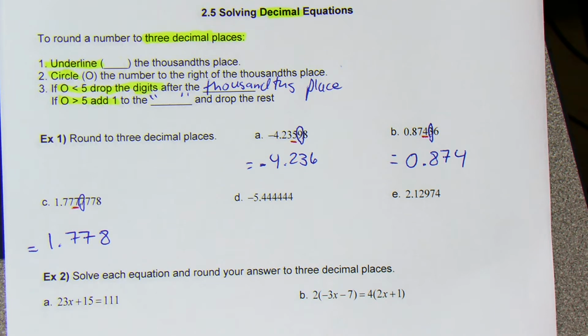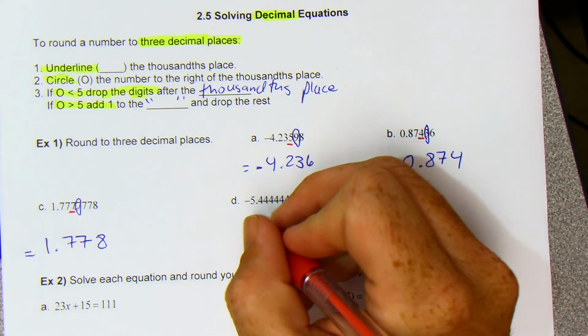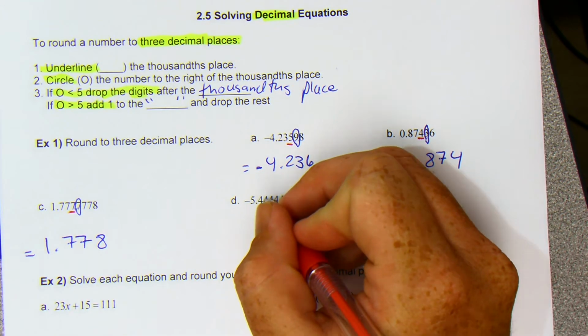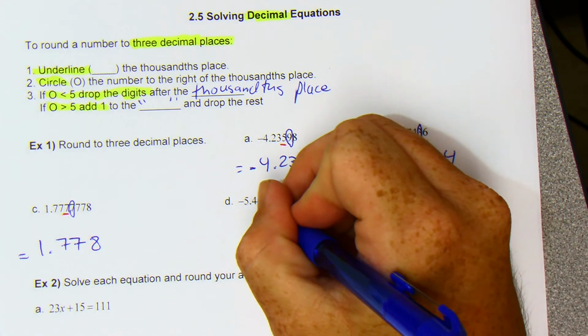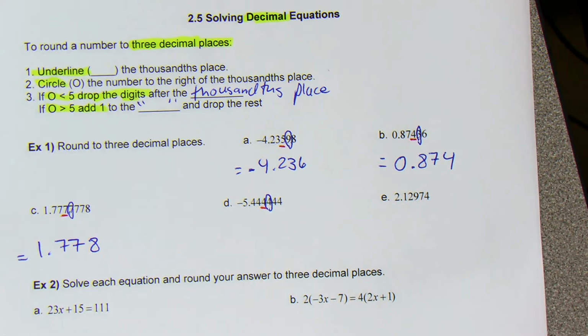We have negative 5.4 repeating. So in order to round, I'm always going to underline the thousandths place, which is 3 digits after the decimal point. So I have 1, 2, there's my thousandths place. After that, I want to circle the number to the right of that, which is this 4. Then I need to think, is that greater than or less than 5? And I know it is less than 5.